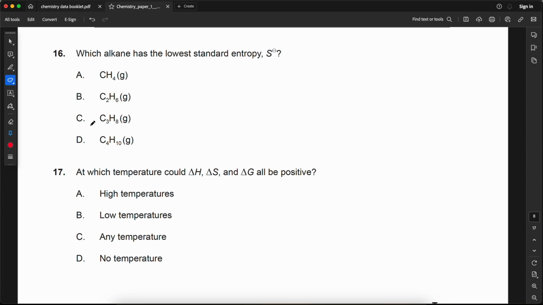Which alkane has the lowest standard entropy? The key here is that the lowest standard entropy should be the simplest molecule. It's A. As it is the simplest molecule with the fewest atoms, it has the lowest standard entropy. The opposite, C4H10, has the highest entropy because it is a more complex molecule with the most number of atoms.